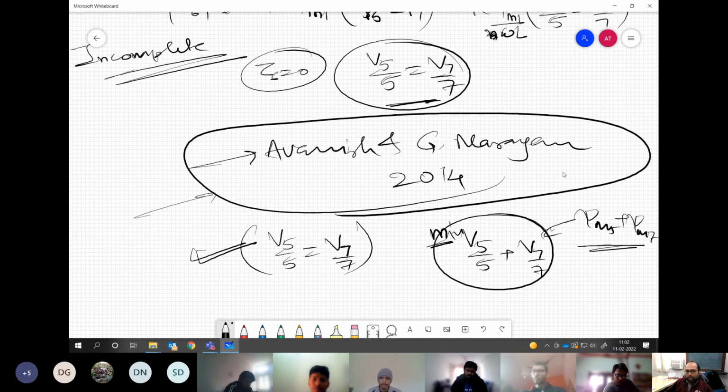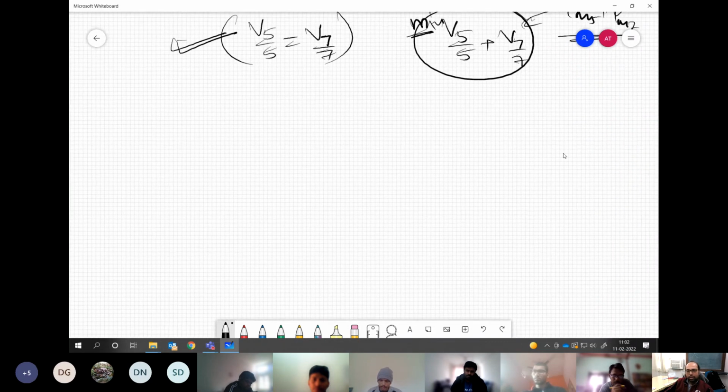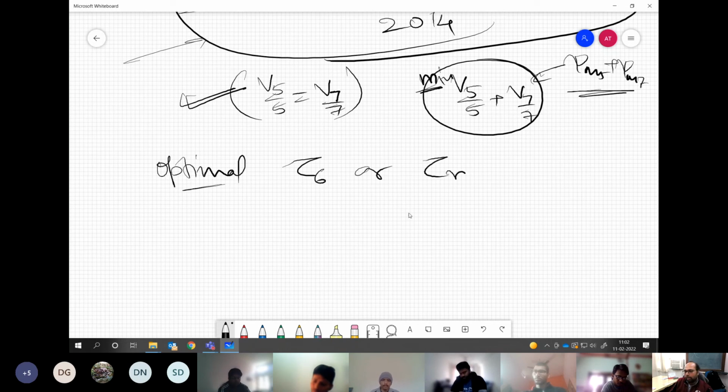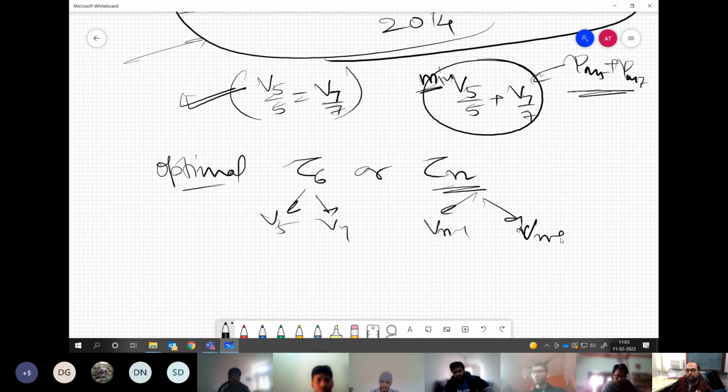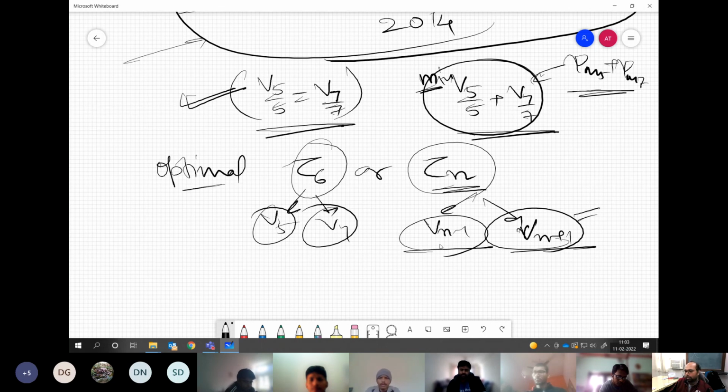So those who are interested can go and refer to that paper, and then we have the next class of optimal PWM, which claim to minimize tau 6 or, in general, tau n. Where tau 6 is the result of V5 and V7, tau n will be the result of V(n minus 1) and V(n plus 1). The ideal scenario is you remove both the harmonics from the system, and so you will have zero value of these torque harmonics. The other scenario is that you maintain this and minimize the factor. This is another class of optimal PWM.